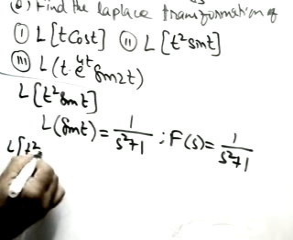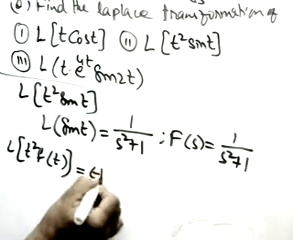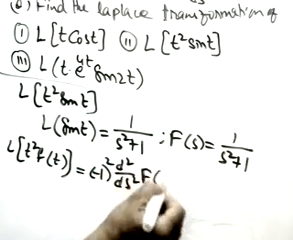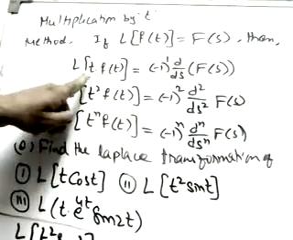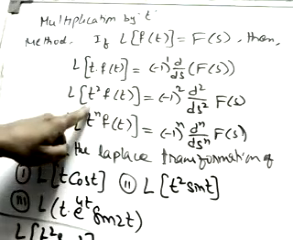Now, when we have this t square, we have to use the formula for t square f of t. This formula will be minus 1 power 2 d square by ds square of F of s. Just now we have seen, watch carefully, when we are multiplying with t, we have to use this formula.